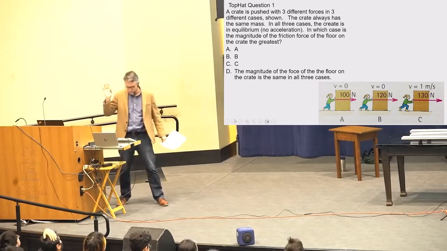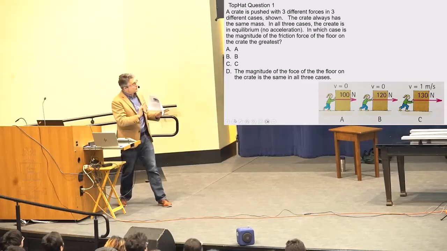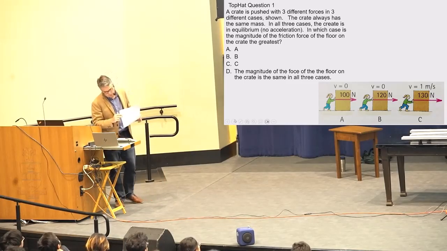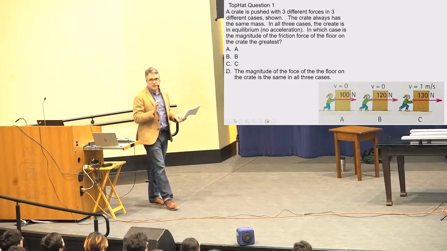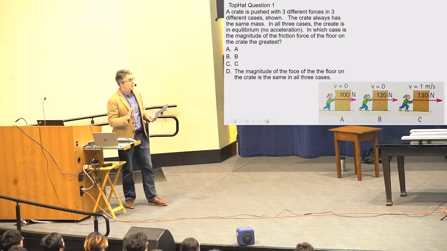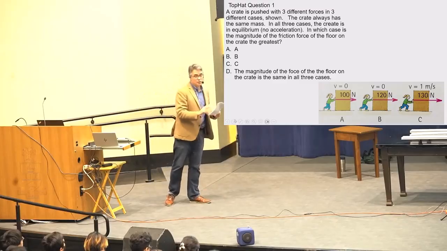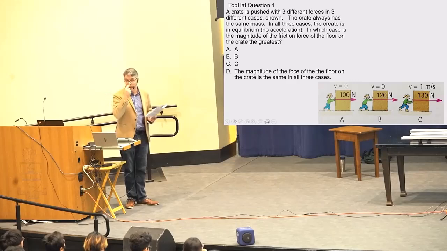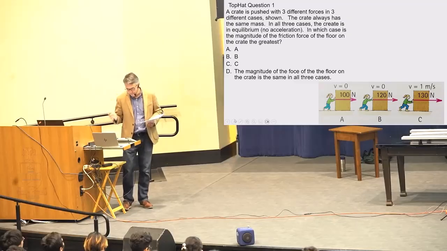Here I have the same situation. You've got an applied force from somebody's hand, pushing on a crate towards the right. The idea is that it's pushed with 3 different forces in 3 different cases, as shown, and it's the same mass crate. In all these cases, the acceleration is 0. In the first 2 cases, it's not moving: 100 newtons, 120 newtons. In the last case, she gets it moving and pushes with 130 newtons, but the velocity is constant at 1 meter per second. In which case is the magnitude of the friction force of the floor on the crate the greatest?